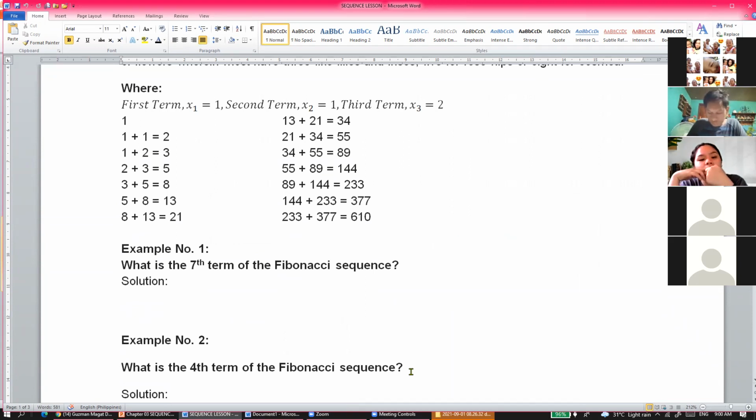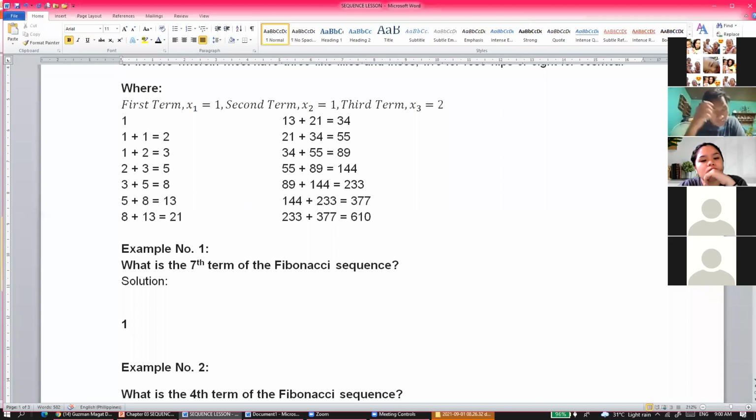Gusto kong matutunan ito ng maigi. Halimbawa, tinanong, what is the 7th term of the Fibonacci sequence? Ito yung paraan na madali. Alam naman natin na ang unang term at ang pangalawang term parehong 1. Tama? So 1 plus 1 is 2. Nakatatlong term na tayo. And then 1 plus 2 is 3. So pangapat na yan. 2 plus 3 is 5. Panglima na yan. 3 plus 5 is 8. Ilan na? 6. 5 plus 8 is 13. So ibig sabihin, ang 7th term natin is simply equal to 13.